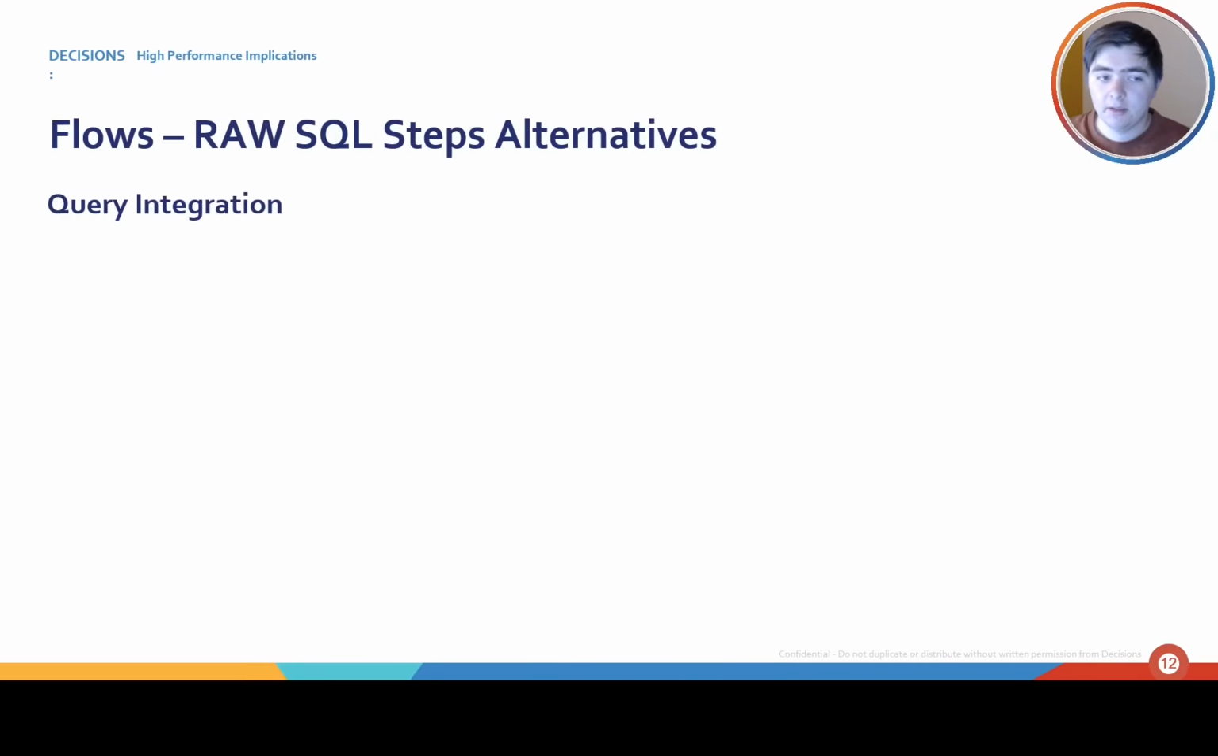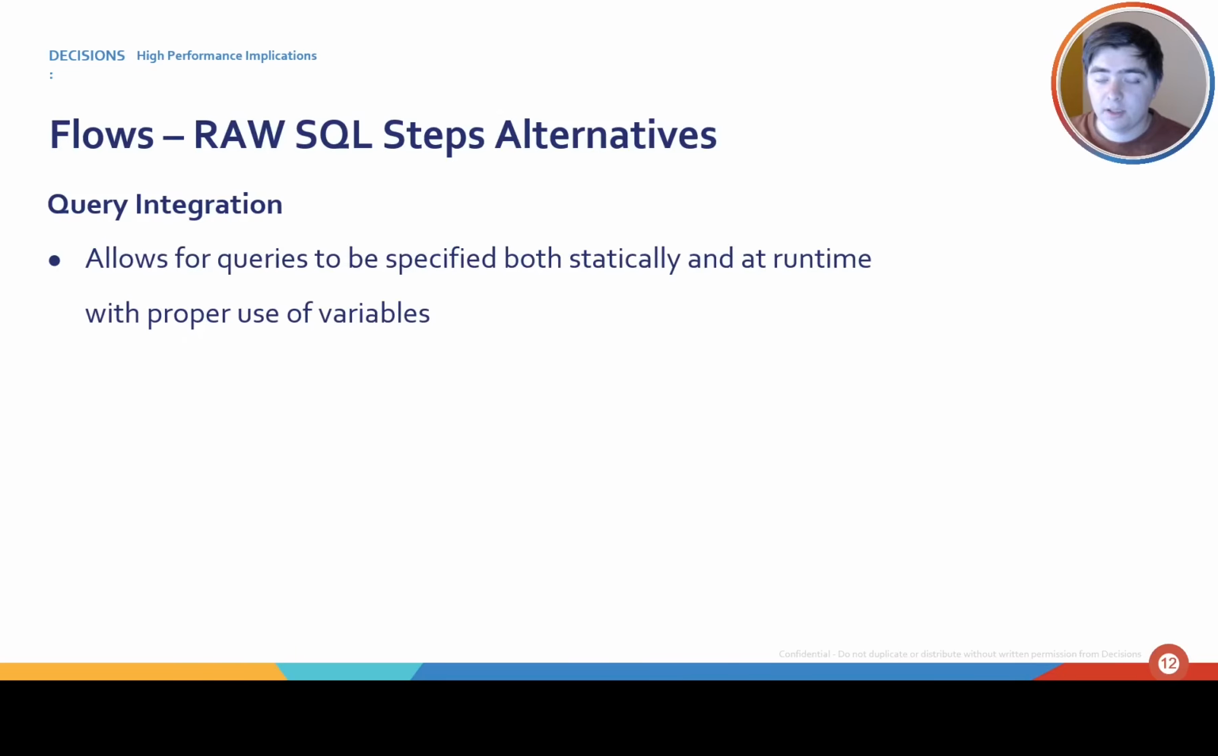All right. So the first one is a query integration. This allows for queries to be specified both statically and at runtime with the proper use of variables. Now, you still can pass in flow data to the raw SQL step instead of having it be created statically. However, I do want to mention that you can accomplish this functionality with variables here if you need to just change certain parts of the query.